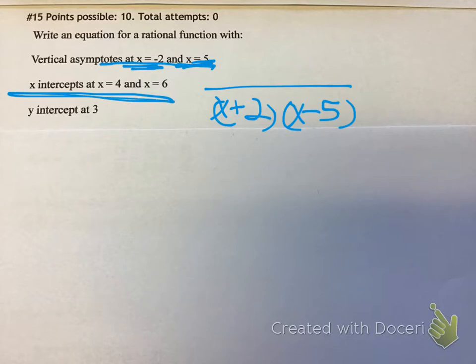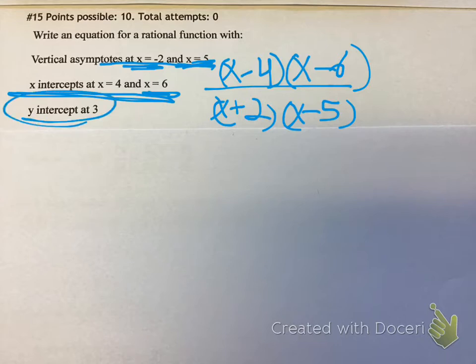Okay, x-intercepts, same process, but remember those are the top parts, so I'd say x minus 4 and x minus 6 would be the factors I'd need to make that happen. And the only other thing you have to watch out for is they say it also has a y-intercept at 3. And that's interesting, because that means if I plug in 0 everywhere I see an x, then it's supposed to equal 3 as an output. And that's not necessarily going to happen. Let's see what happens if we did that.